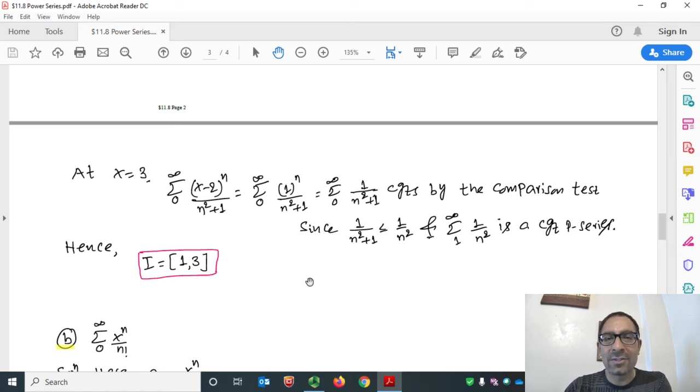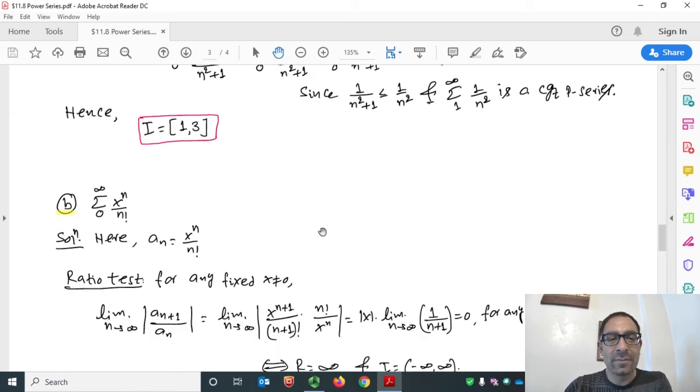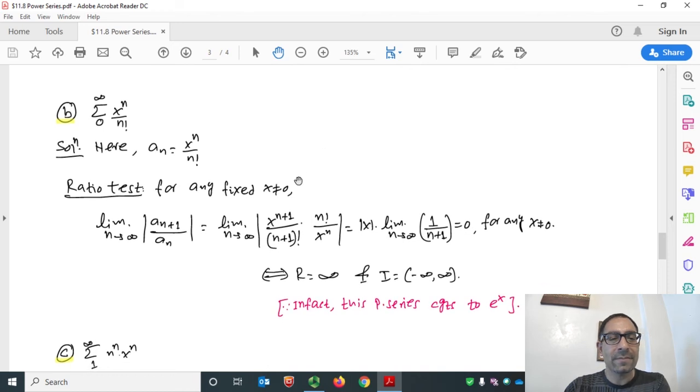Great. I hope this makes sense to you all. Let's move on. Question part B. The given power series is summation x^n over n factorial. So let's begin the solution. Use the ratio test again. So here a_n equals x^n over n factorial.